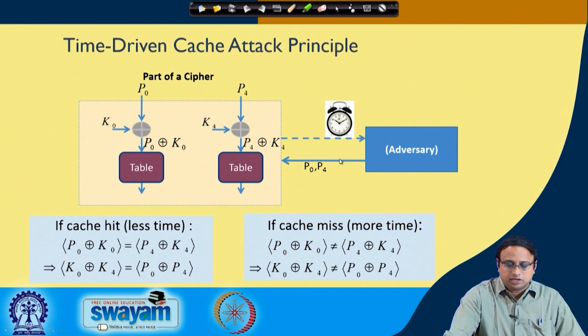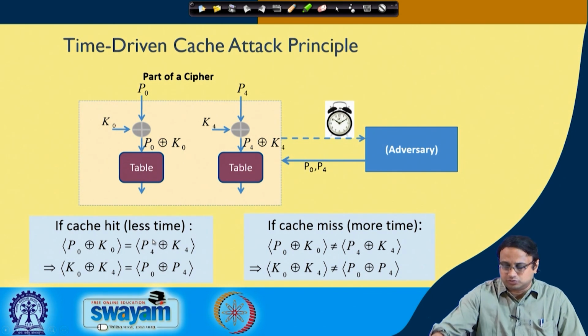Like in most attacks, the adversary has control of the input, so we assume that it can send P0 and P4 and can also observe the timing by using a very accurate timing channel. Now suppose the adversary is able to understand that there is a cache hit, because suddenly he finds a change in the access time. There are two accesses which happen here.